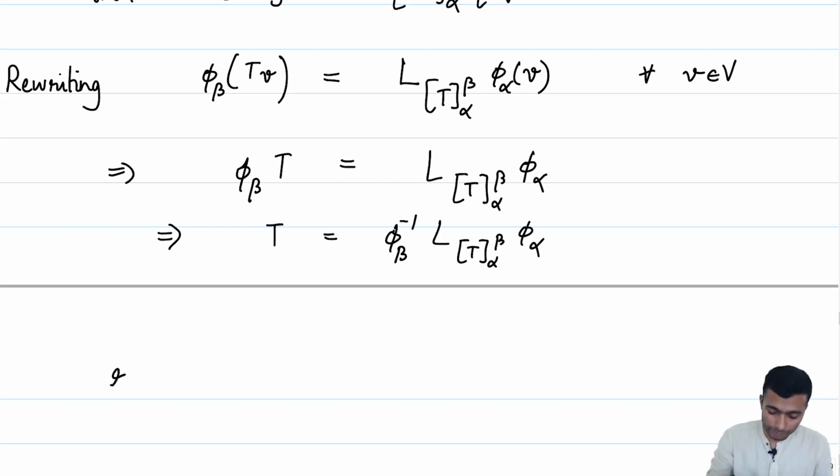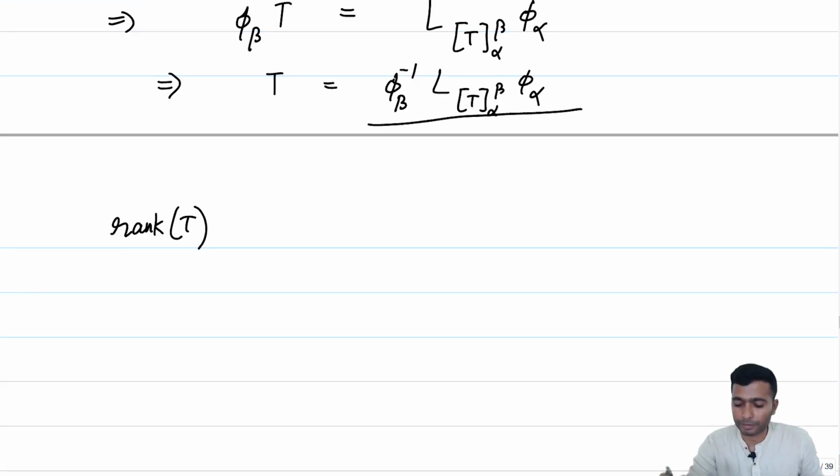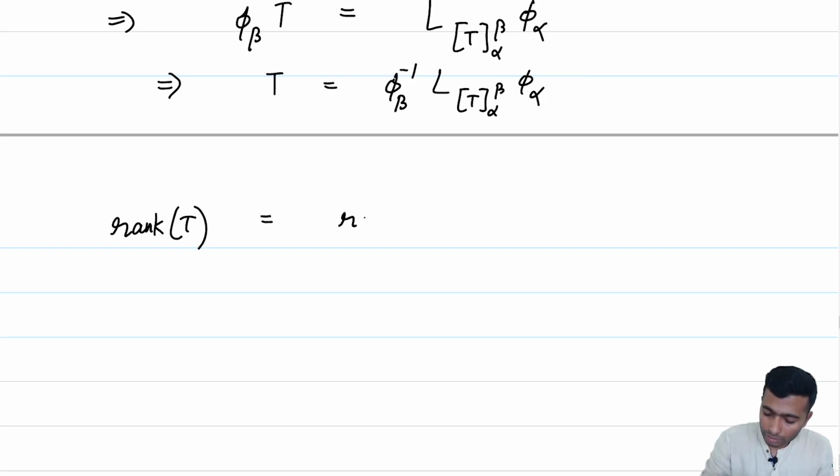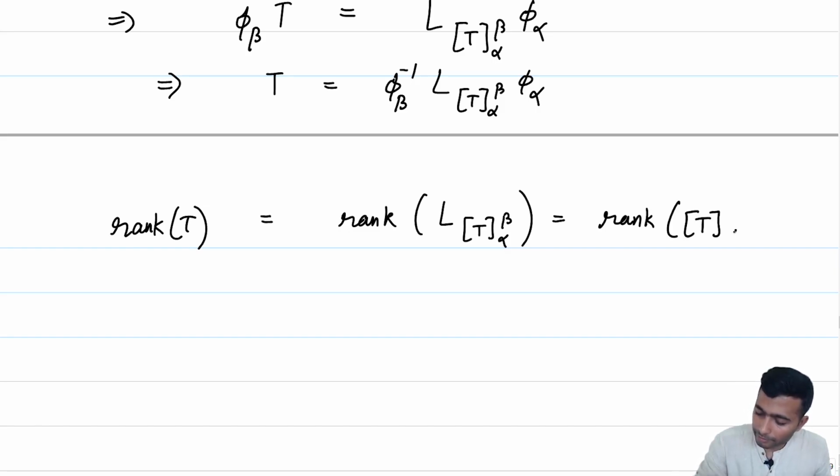But then what is the rank of T? The rank of T is the rank of the right hand side. But phi beta and phi alpha are both isomorphisms, hence invertible, and therefore this is the same as the rank of the linear transformation L T alpha beta, because composing with invertible linear transformations does not change the rank. But that is precisely, by definition, equal to the rank of T alpha beta.